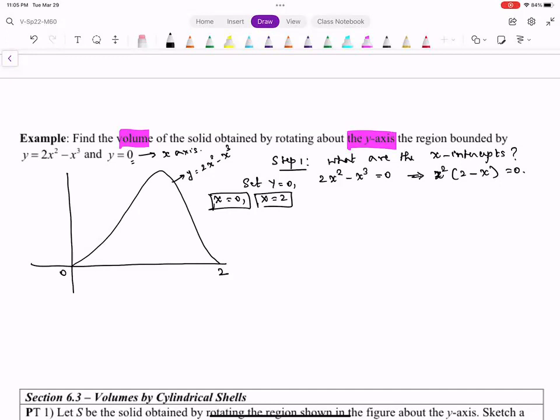Now we want to rotate this about the y-axis. So now we place cylinders to apply the cylindrical shell method.